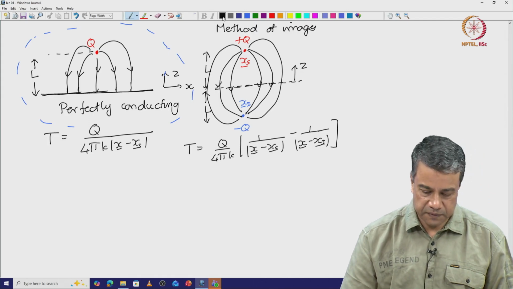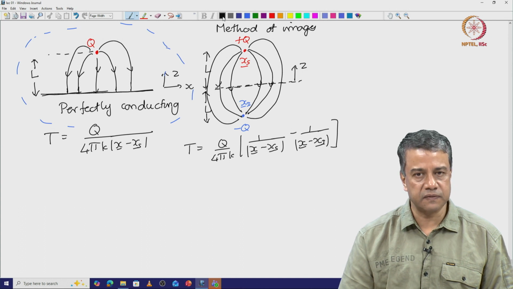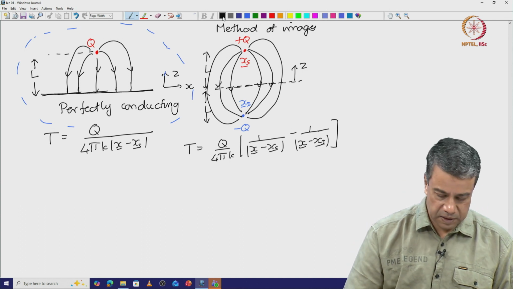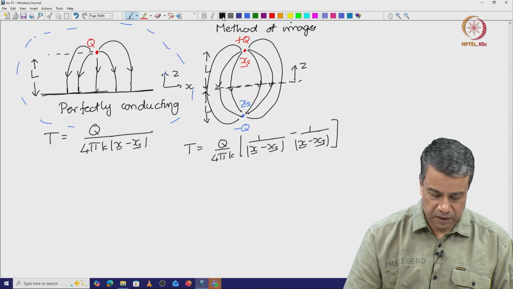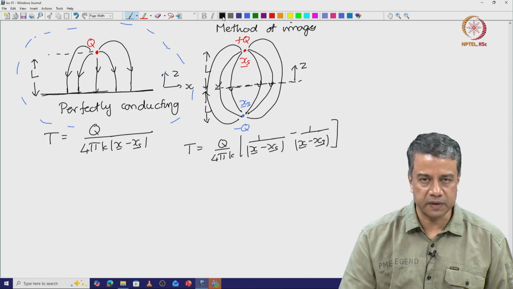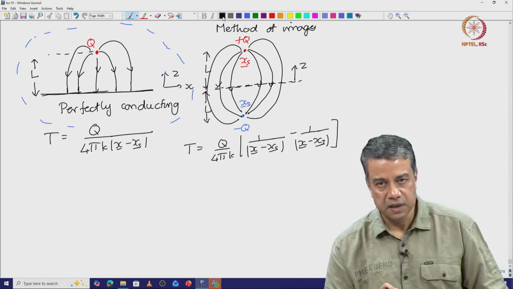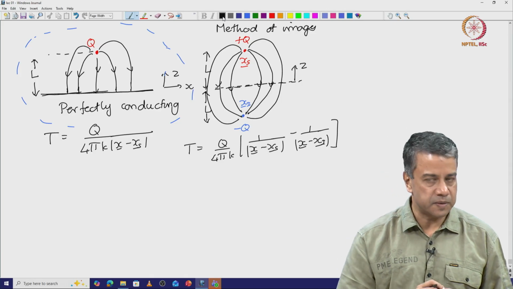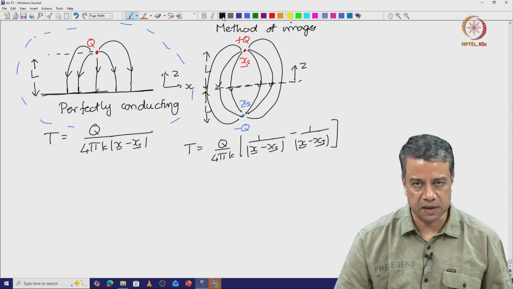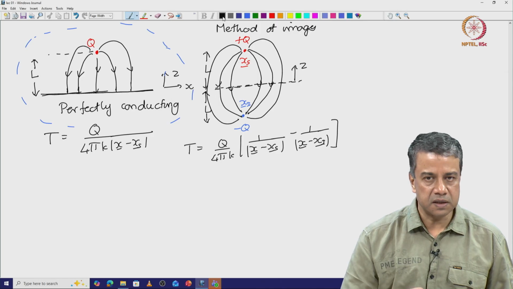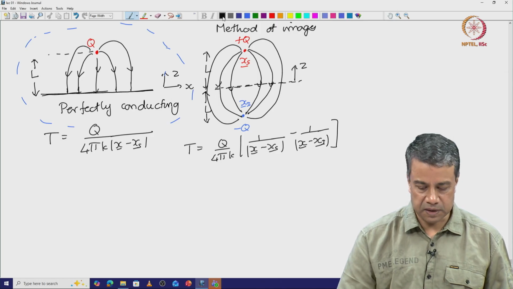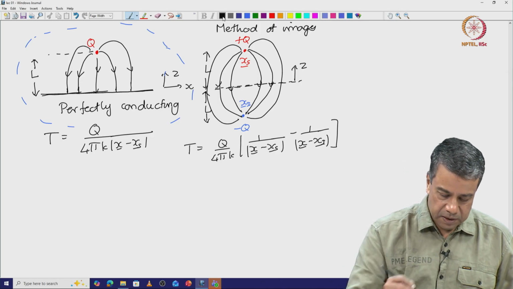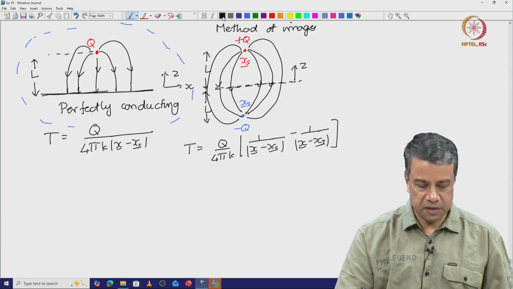So, this temperature field is what is called the Green's function for the constant temperature condition. Since I have a constant temperature on the surface, perfectly conducting, that means that the temperature equalizes instantaneously across the entire wall, constant temperature condition.